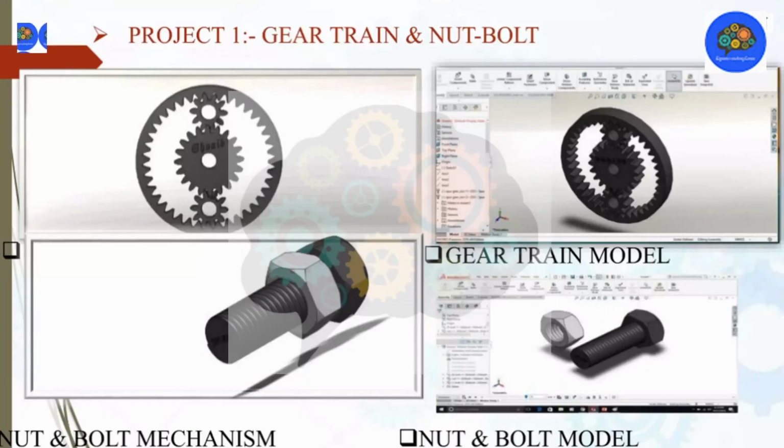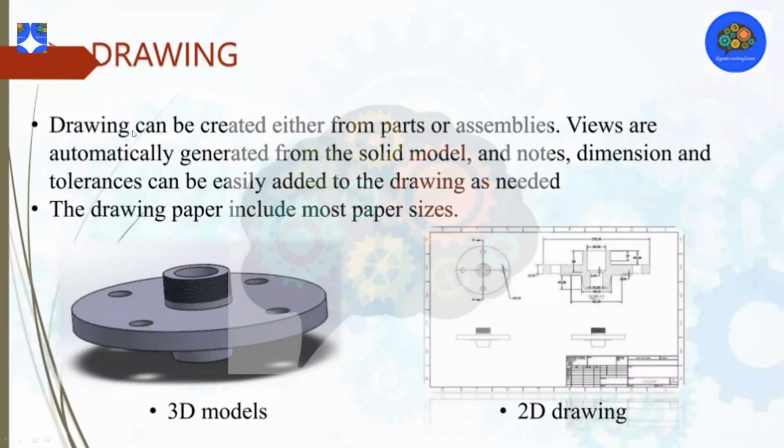Then there is a drawing option. Drawings can be created from parts or assemblies. We can create them from a single part, or the assembled parts in the assembly can be converted into drawings, like the top view, front view, right side view and left side view. We can also create isometric views and section views.